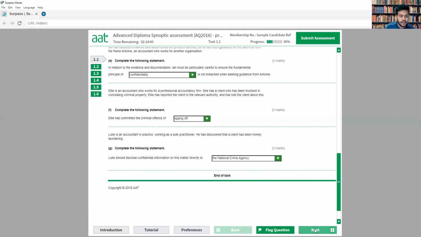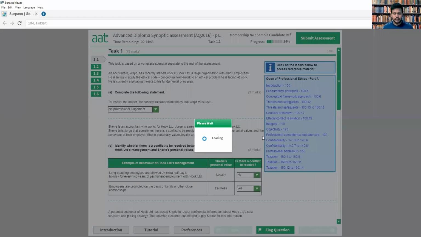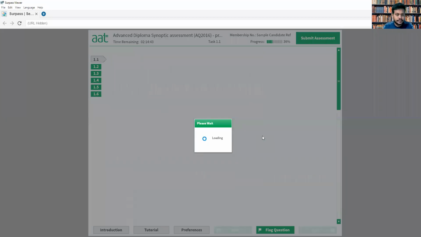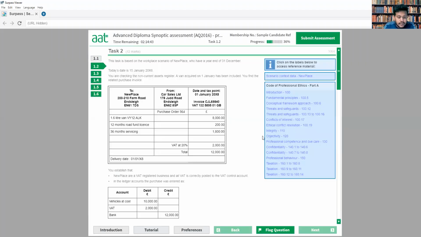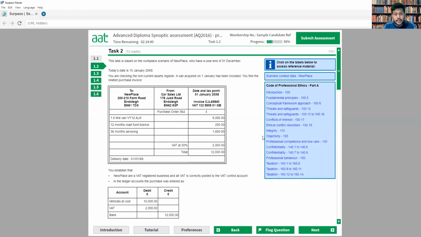All right, let's move to the next one then. Let's have a look at what you have on the next question. The next question is again with ethics, but it will have a little bit of calculation. And this question is for 12 marks. So let's have a look at what we have here.